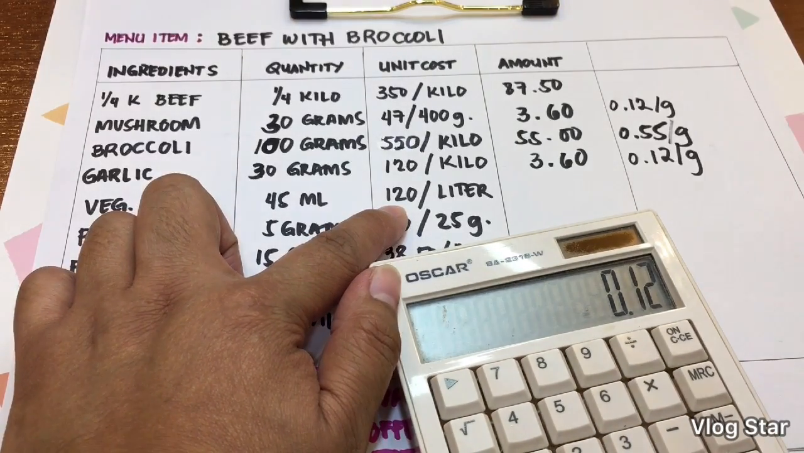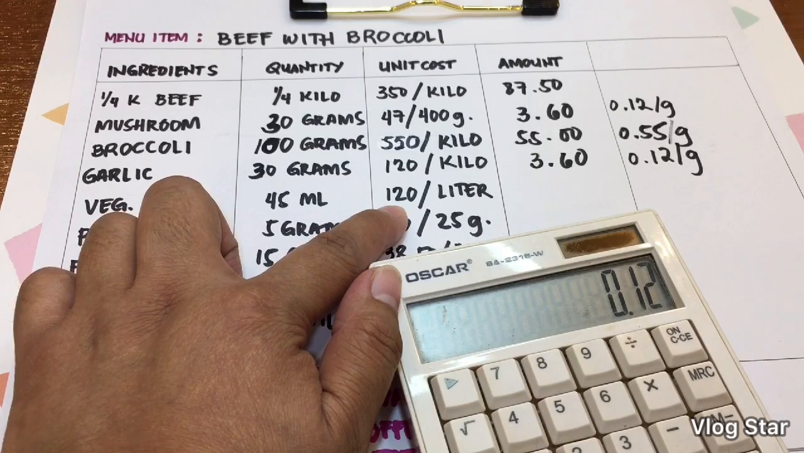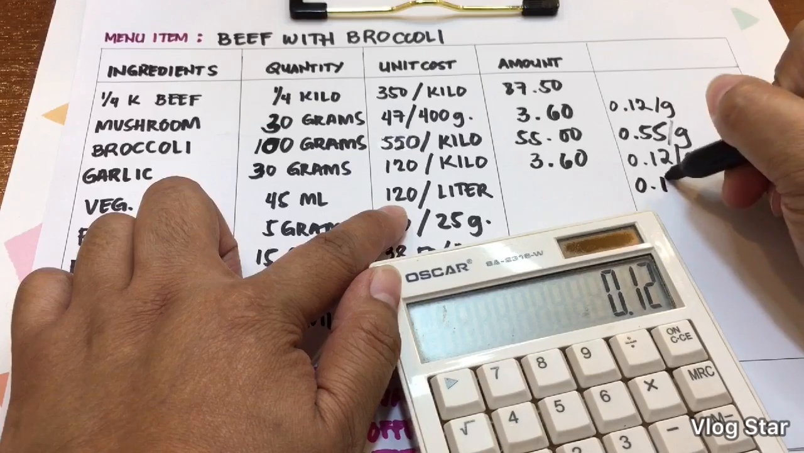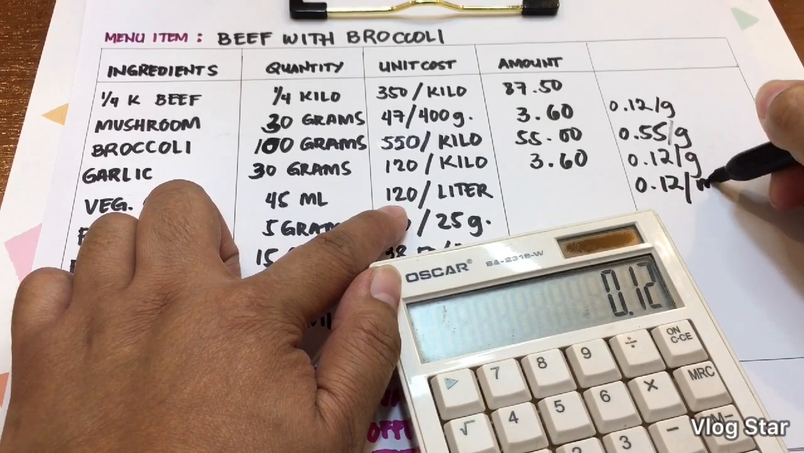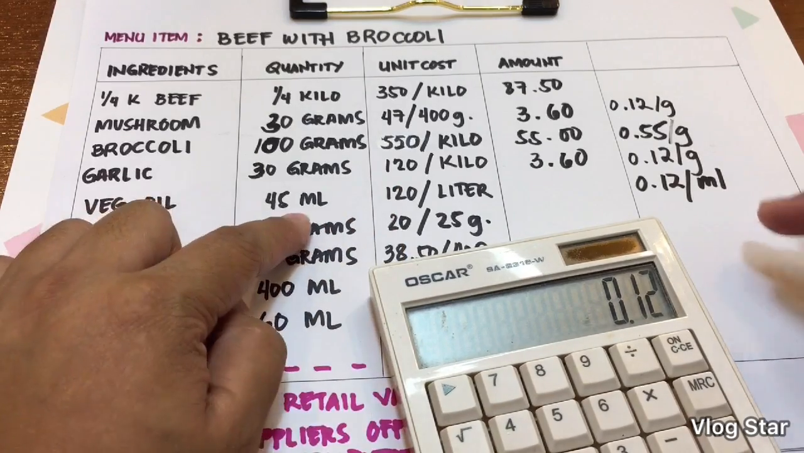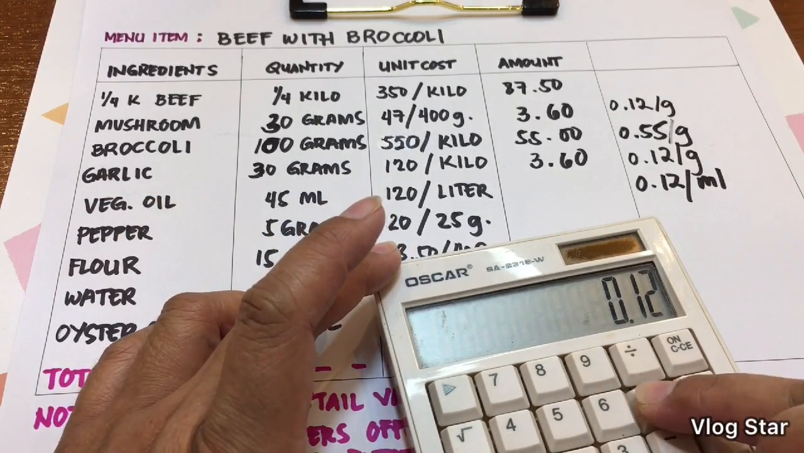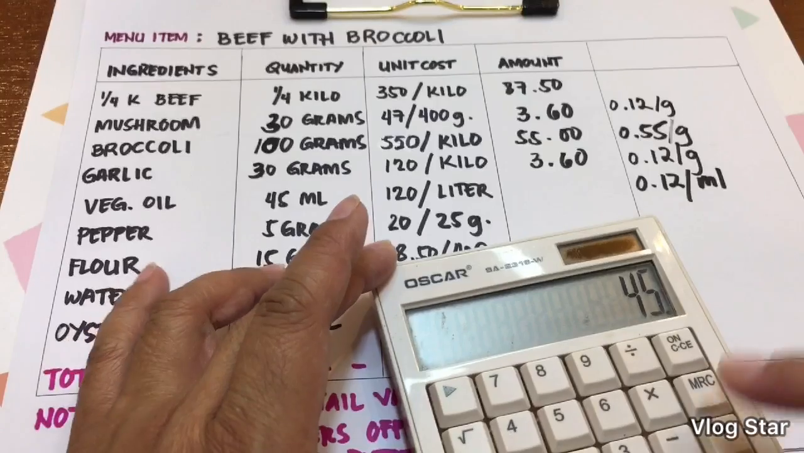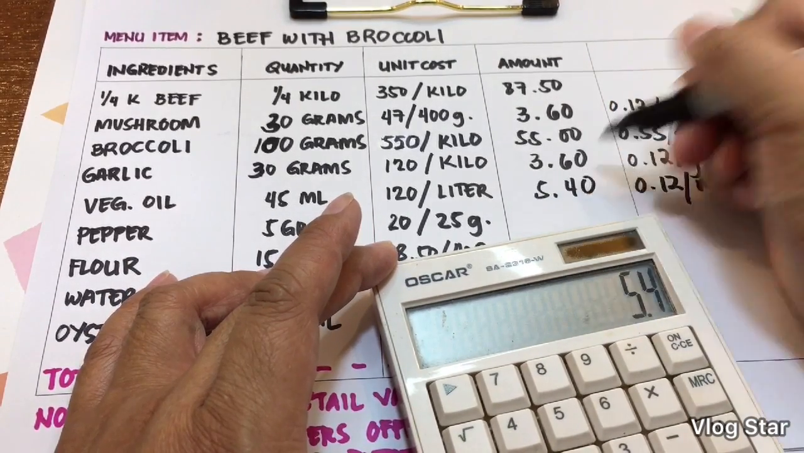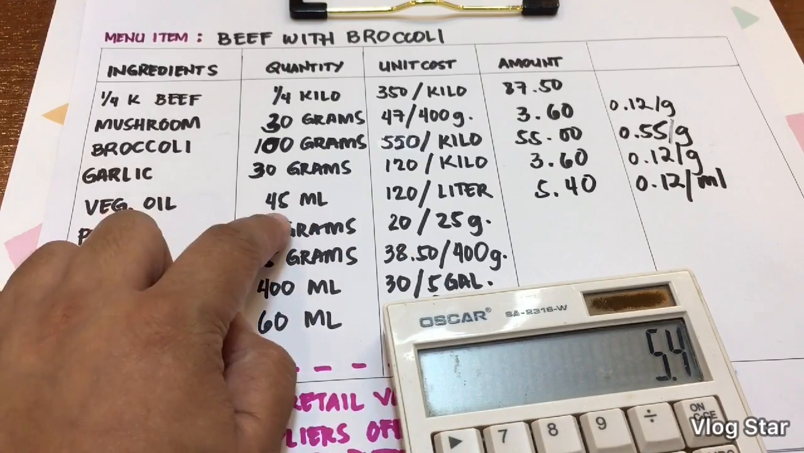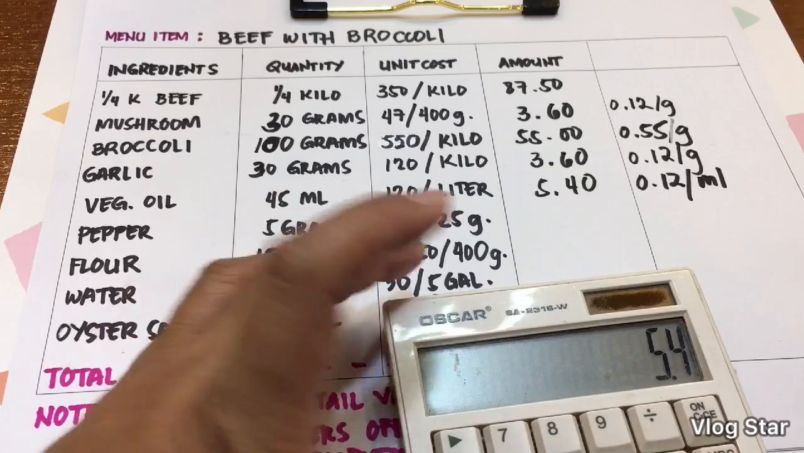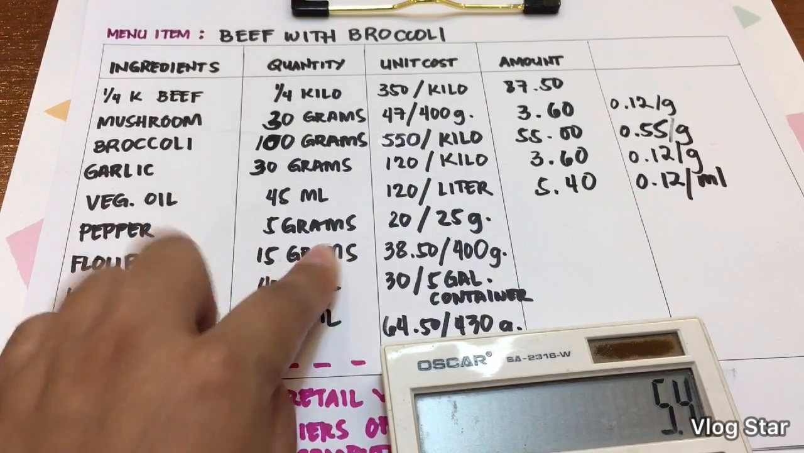And that will give us also 0.12 per ml. Ayan. So, ngayon, yung 0.12, times naman din ulit natin sa 45, yun yung kailangan natin. So, this will give us 5.40 pesos para dun sa 45 ml. Ayan. And then, next is ito namang pepper.